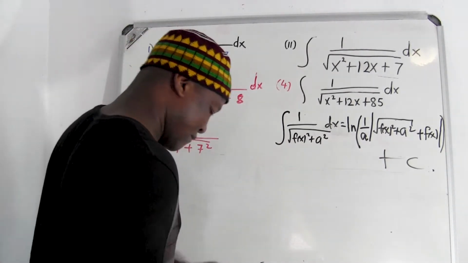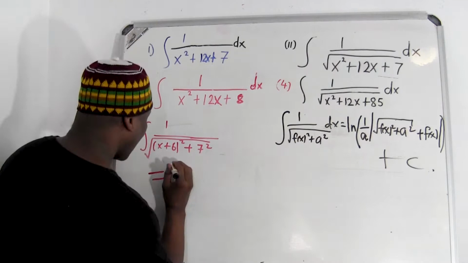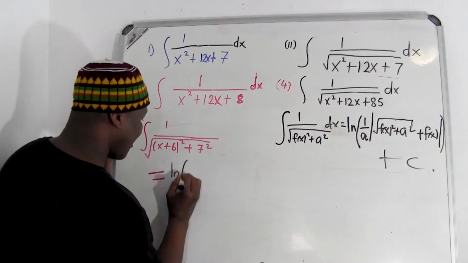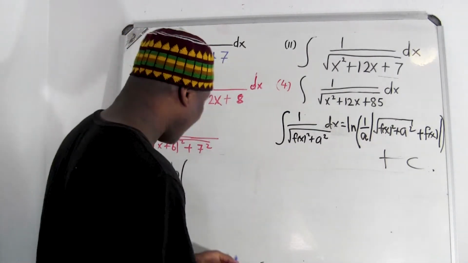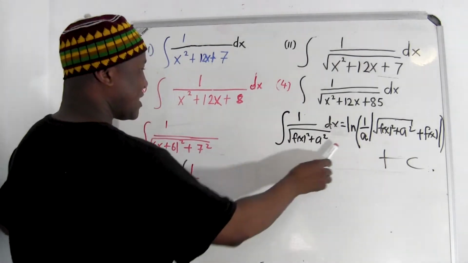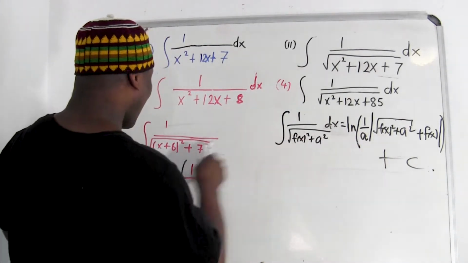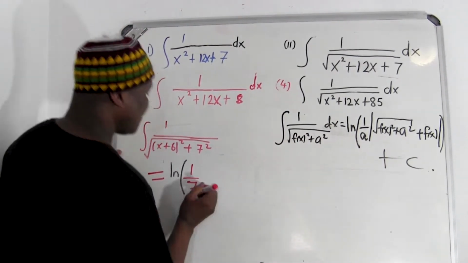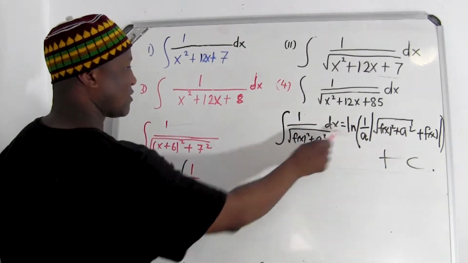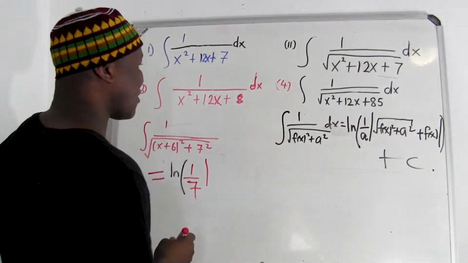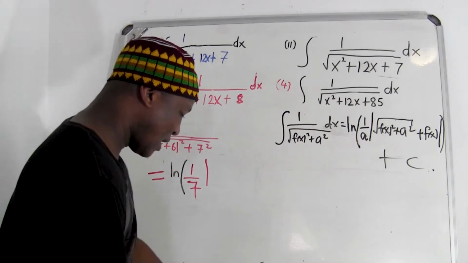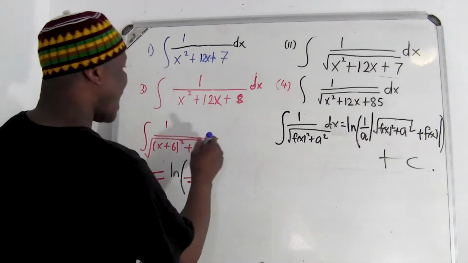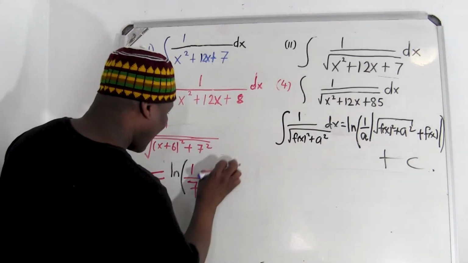So we say, okay, ln, and then you have a bracket, 1 over a. So it's 1 over, what is that a? Our a means this number here, which is 7. 1 over 7, and then after that we write our absolute. This is absolute right here. It's not very clear, but it's absolute.